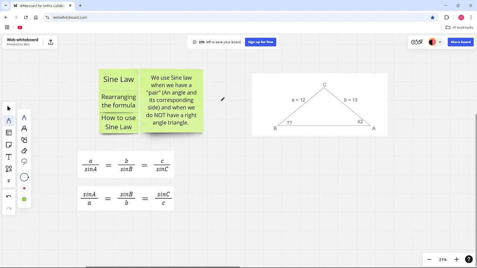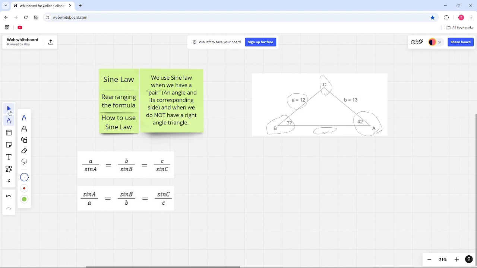So we can use sine law, for example, in this case, when we know the angle A, which is 42 degrees, and its corresponding side length, which is lowercase a, equal to 12 units. Now we can solve for the missing angle B, angle C, and side length C. But of course, we're going to start simple and simply solve for angle B.